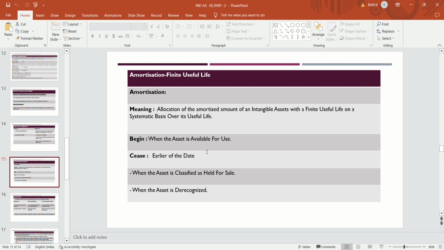Allocation of amortized amount. The meaning of amortization is a systematic allocation of the amount of the intangible asset over the finite useful life of the asset on a systematic basis. It begins when the asset is available for use, put to use, and ceases at the earlier of the date when the asset is classified as held for sale, or the asset is de-recognized, actually sold.